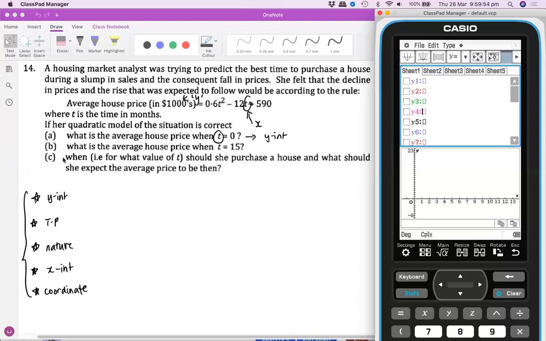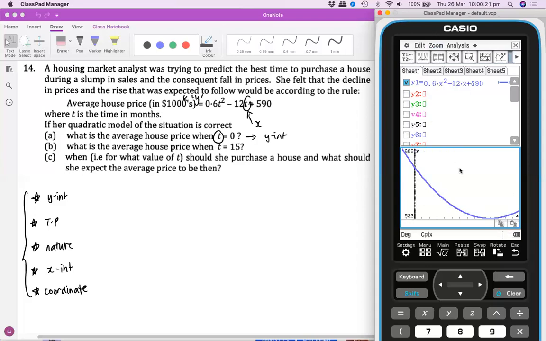Let's use a Classpad to plot this graph. I'm going to type that in now, 0.6t. Actually, I'm going to use x in this example, because I feel like the Classpad works better when it's x, plus 590. Let's execute and then graph it. If you have trouble seeing it, go zoom auto, and there we go. Even though you didn't see it earlier, now it's nice and clear, making sure that your turning point is also in sight.